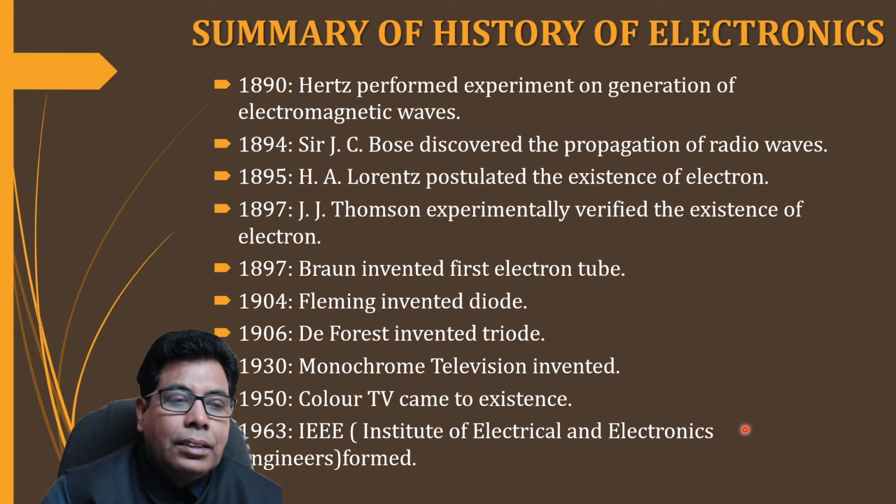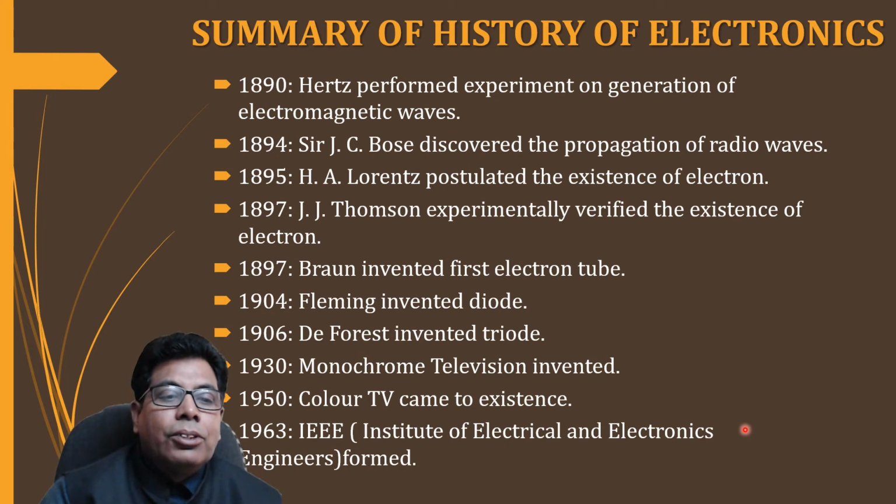Then in 1930, we came up with the monochrome television, and in 1950, the color television was invented. And in 1963, the Institute of Electrical and Electronics Engineers was formed, and this is the institute responsible for different standards. Nowadays we have different standards for networking, even the Wi-Fi connection, 4G, 5G; all these standards and protocols are defined by the IEEE. That's why they are called the IEEE standards.